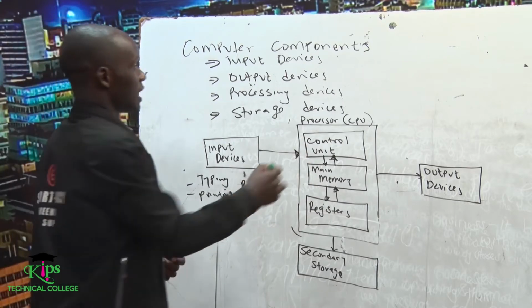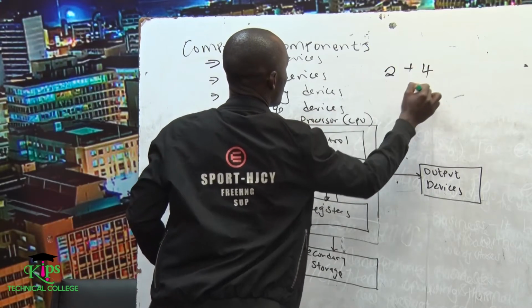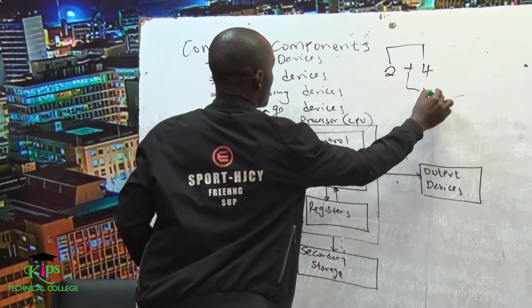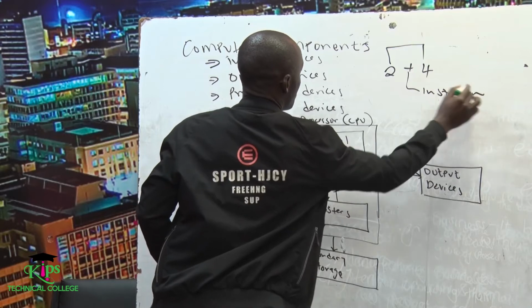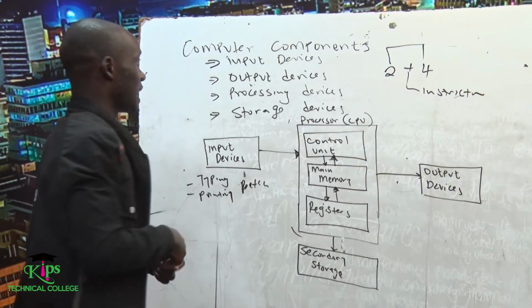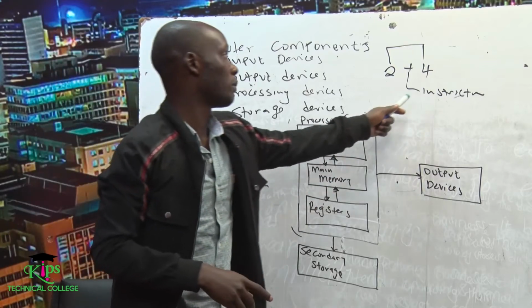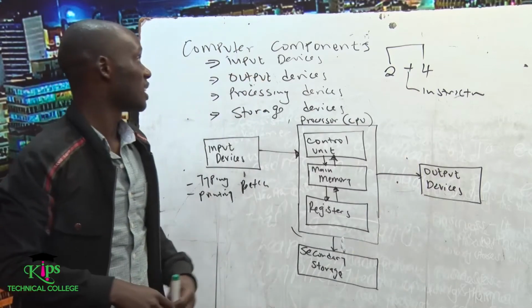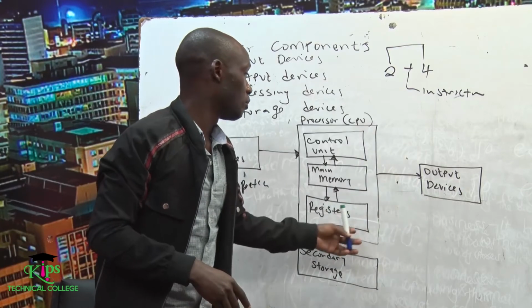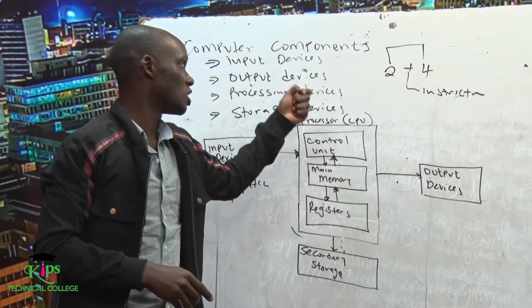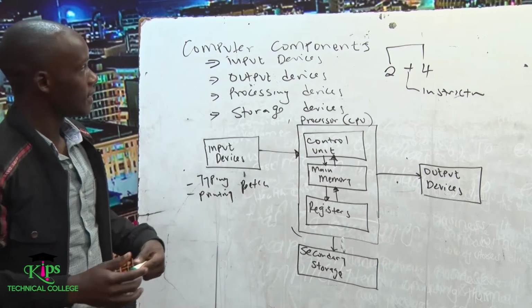If you have data like 2 and 4, so 2 and 4 are data, then the plus is an example of an instruction. So if you want to perform this operation by adding 2 and 4 as data items, we are going to use this instruction or operation, the plus. So both the data and the instruction will be loaded or stored in the memory. So the work of the controller is to fetch and retrieve those particular data items.